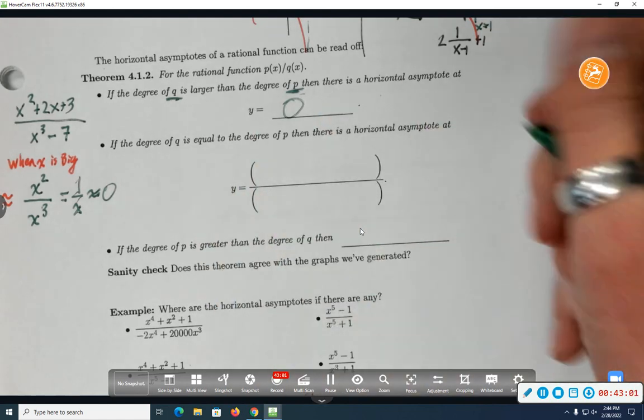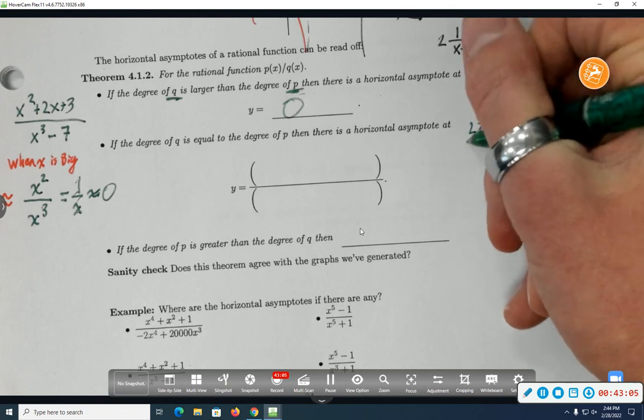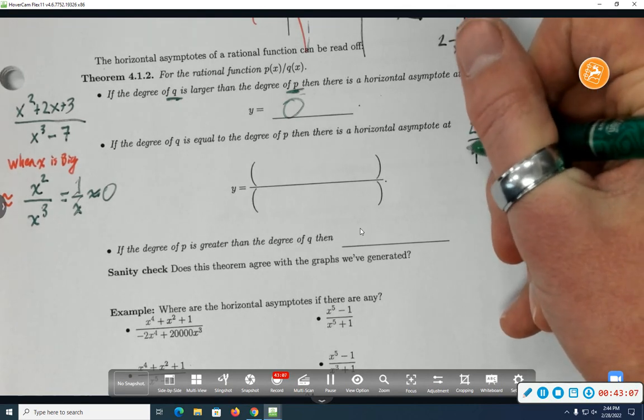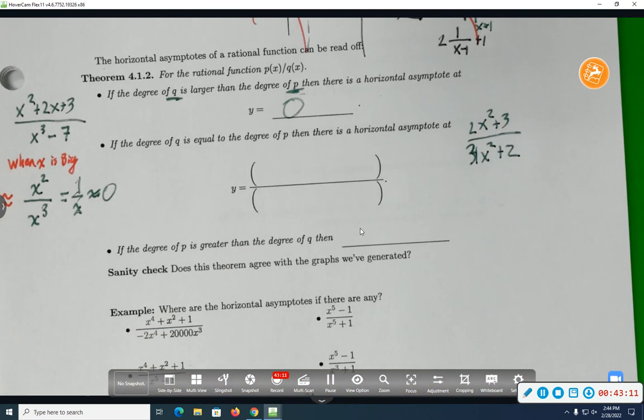When they're both the same degree, let's see what happens. 2x squared plus 3 over 3x squared plus 2. Same logic: if you plug in a really, really big number for x, does that plus 3 or that plus 2 actually make any difference? No.